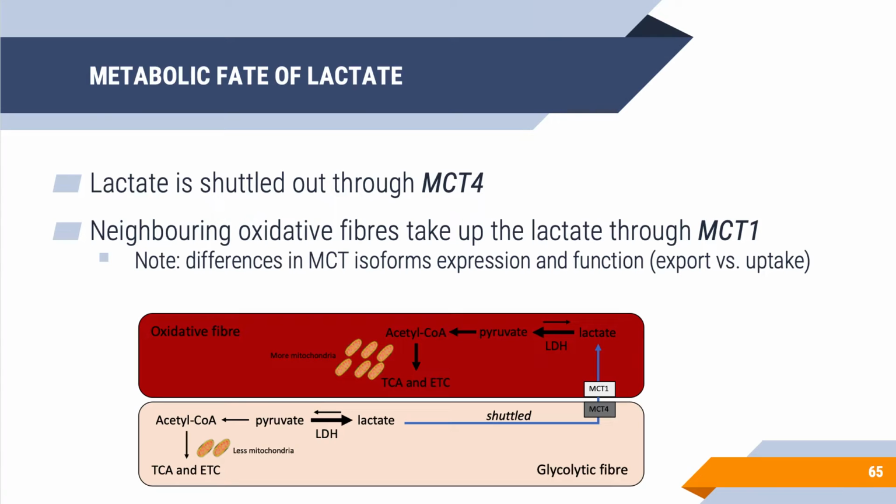So again, the pyruvate is being pushed to form lactate through lactate dehydrogenase in this glycolytic fiber. Essentially, it's shuttled out of that glycolytic fiber through something called the MCT4 transporter, a lactate transporter. It's picked up by neighboring oxidative fibers through the import of lactate through the MCT1 shuttle. So again, notice the differences in these MCT transporters between glycolytic and oxidative fibers, and note the differences in their functions as well.